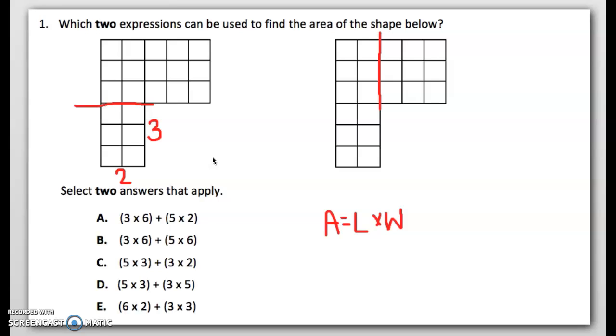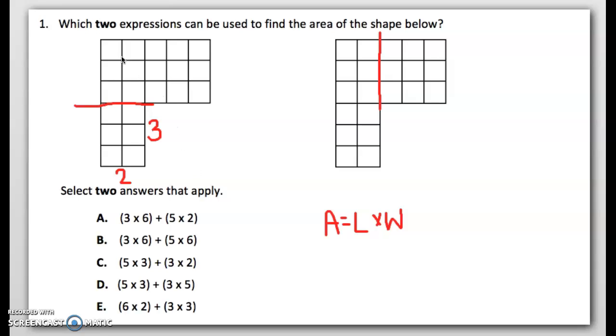Now, what I want you to do is count the length and the width of this top rectangle and the two rectangles we made over here. Once you have the length and the width of both, unpause the video so we can move along.